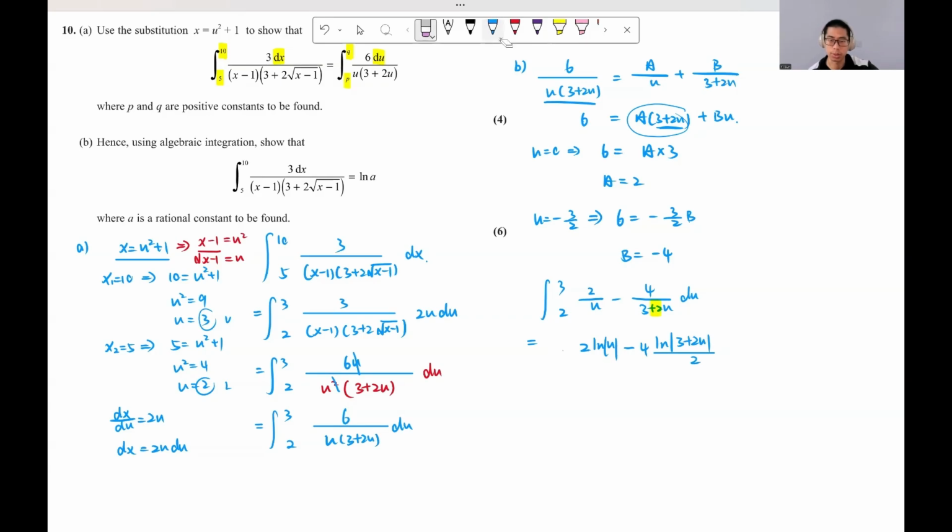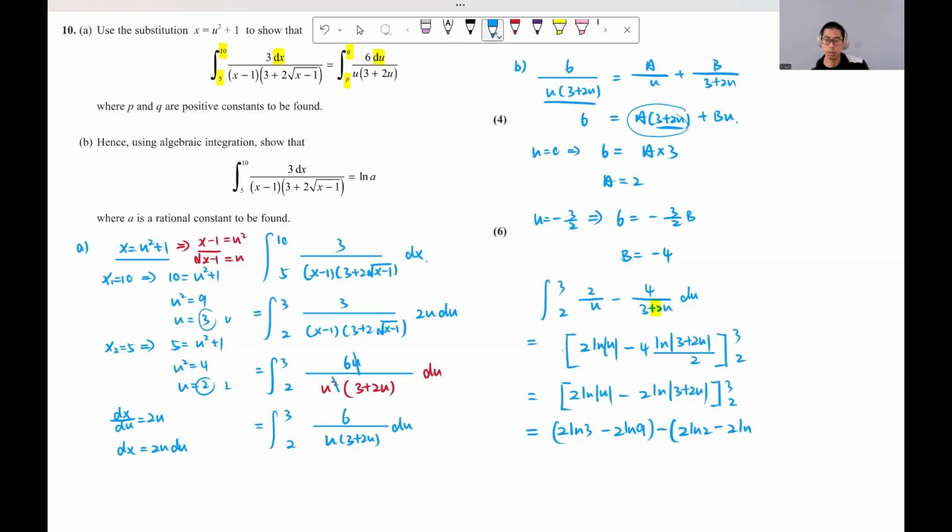So we shouldn't put this one here. Then it just has limits 3 and 2. So simplifying this, that would be 2 ln u minus 4 divided by 2 is just 2, and then 2 ln 3 plus 2u with the limits 3, 2. Now substitute the limits in, so that would be 2 ln 3 minus 2 ln of 3 plus 2 times 3, so 2 times 3 is 6, plus 3 is 9. And then minus 2 ln 2 minus 2 ln of 2 times 2 is 4, 4 plus 3 is 7.